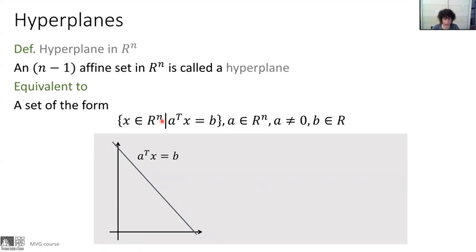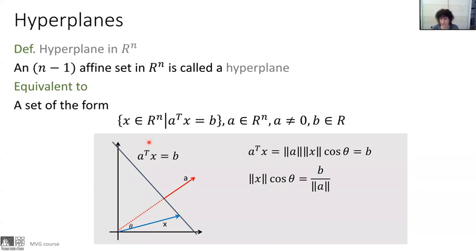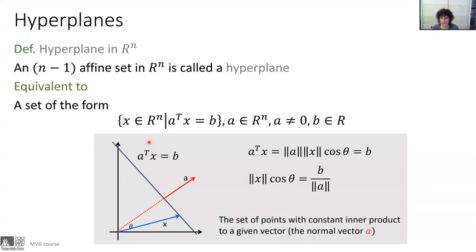So this is just an illustration in 2D. This is a transpose x. a is the normal vector to the hyperplane. x resides on the hyperplane. And actually, what this equation says is the following. If I'm looking at the inner product, I see immediately that the set of points with constant inner product to the normal vector are going to reside on this line. I'm sure that you're familiar with it.